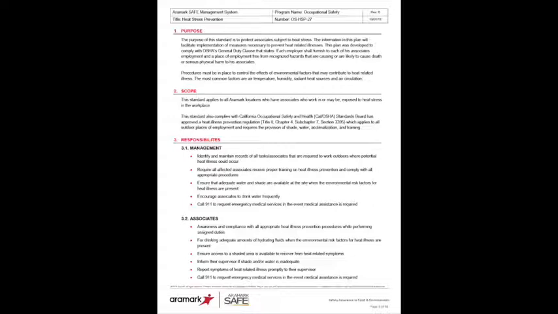Procedures must be in place to control the effects of environmental factors that may contribute to heat-related illness. The most common factors are air temperature, humidity, radiant heat sources, and air circulation.